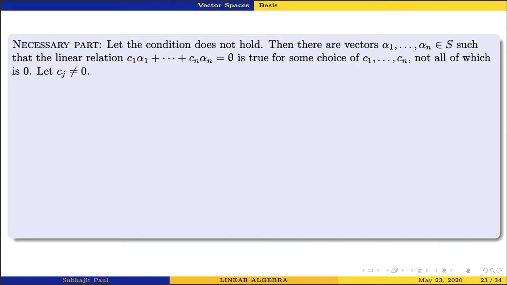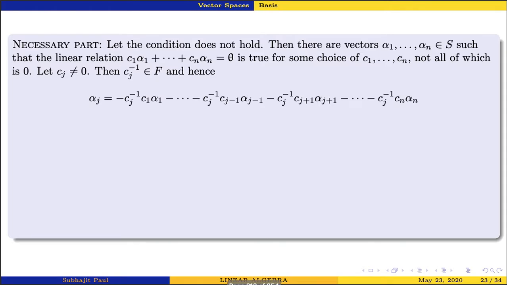Let Cj not be 0. Fine, the jth scalar is not 0. Then Cj inverse exists in F, and hence we can write alpha j in this way: alpha j is equal to minus Cj inverse times the rest of the part. So minus Cj inverse C1 alpha 1 minus Cj inverse C2 alpha 2, and it goes on like this.